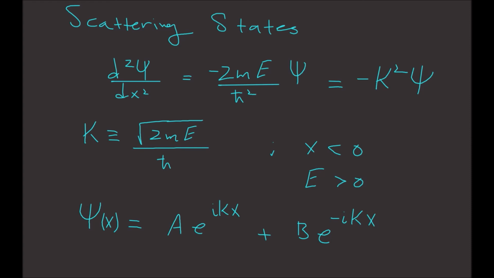Similarly, this is when x is less than 0. If x is greater than 0, our solution psi of x is going to look similar but with different normalization constants. This is F times e to the ikx plus G times e to the minus ikx. Now we have to invoke boundary conditions to find A, B, F, G, and k. We have 5 variables to look at, but the sad story is we only have 2 boundary conditions.